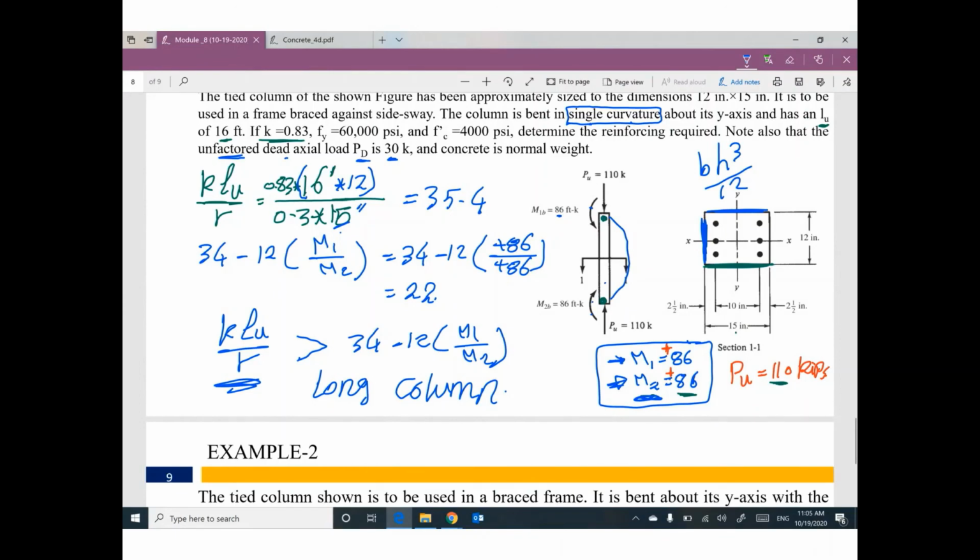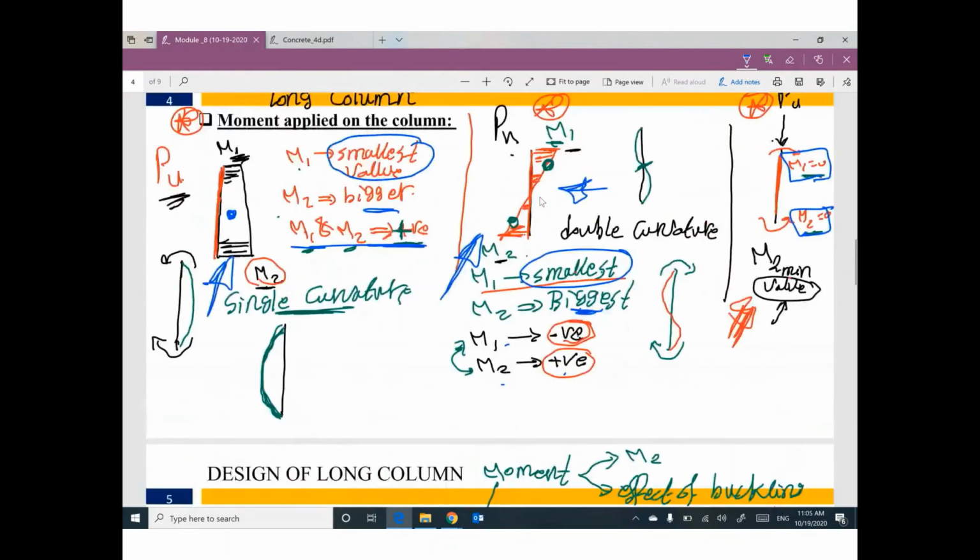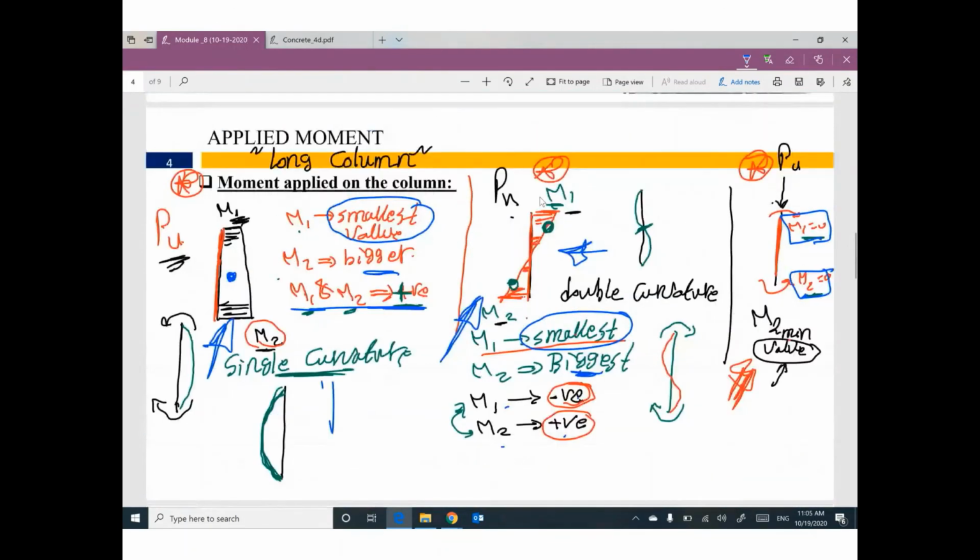Sometimes we have different cases. This is the first case, single curvature. Second one, probably we have double curvature. So we have one of them will be negative, one of them will be positive. But we still, M1 is the smallest one and M2 is the biggest one. Okay?